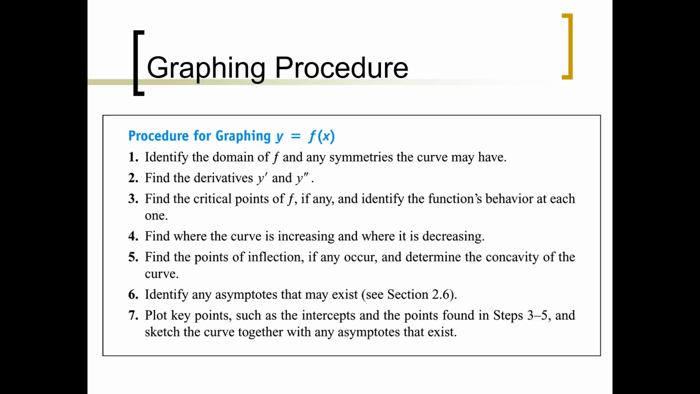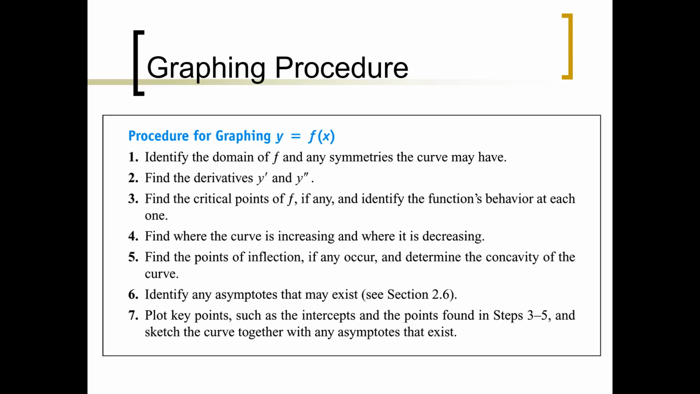The second step is we're going to have to find our derivatives in order to use them, so you find your first and second derivative. In the third step, you then find any critical points, if any, and identify the function's behavior at each one. If it's a critical point, it might be nice to know if it's a relative max, relative min, or just a nothing. On the fourth step, we find out where the function's increasing or decreasing. We can do 3 and 4 by doing the line all at once.